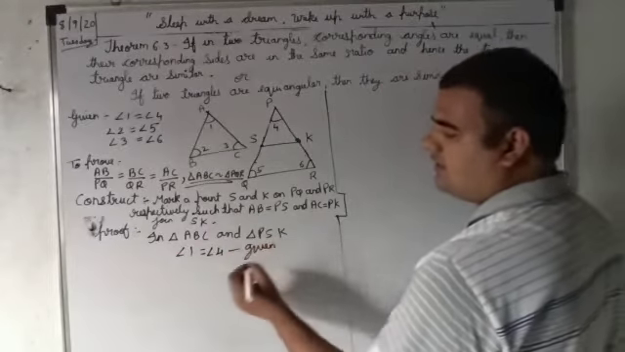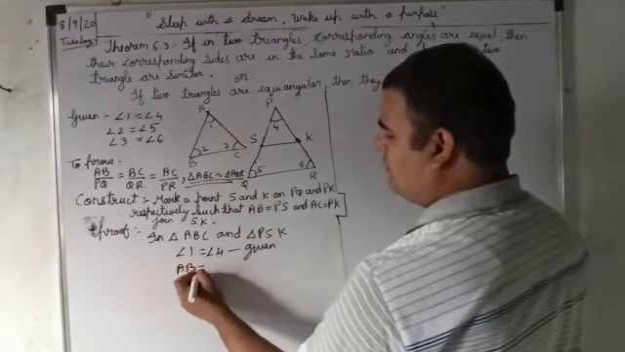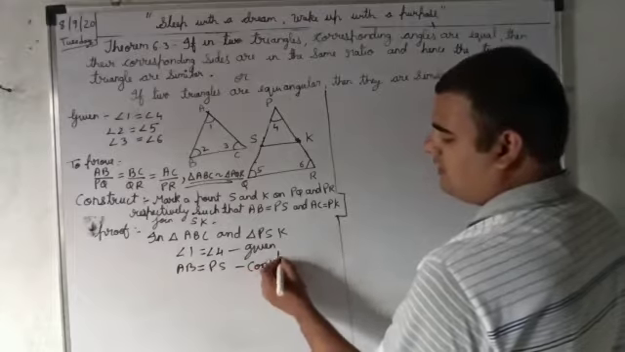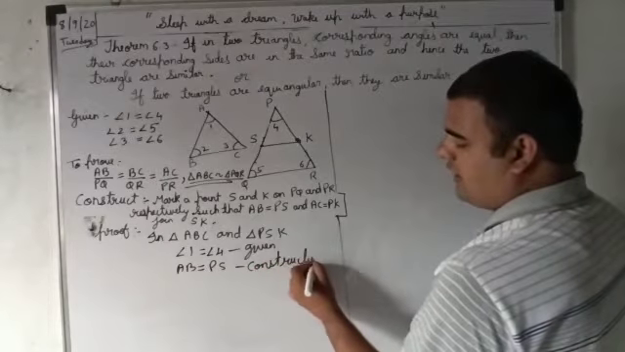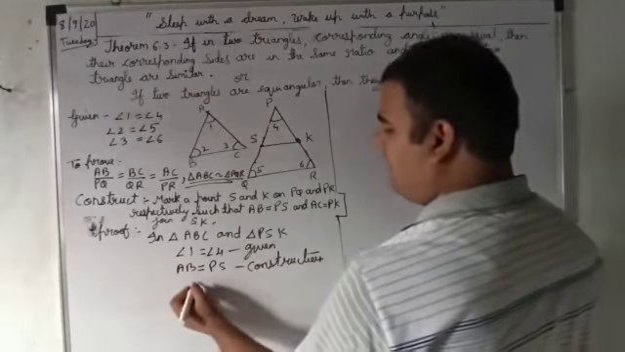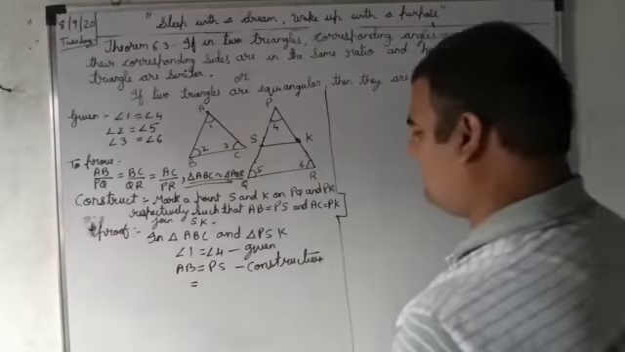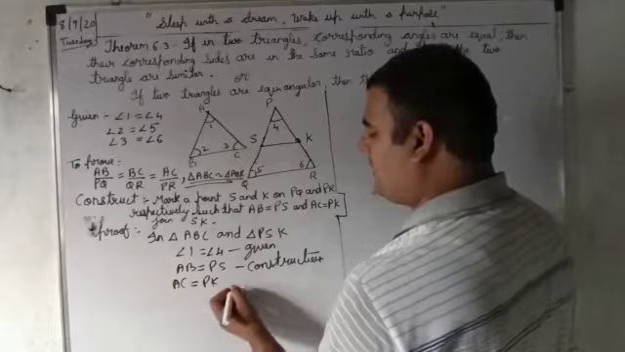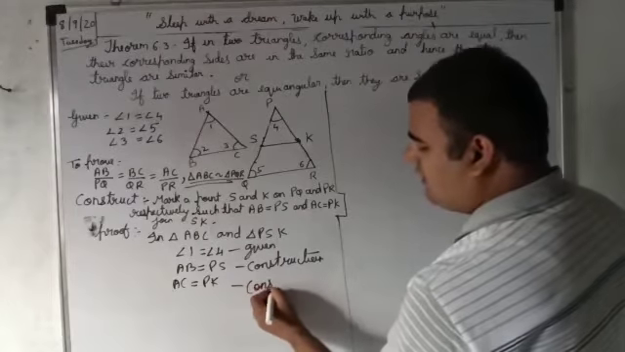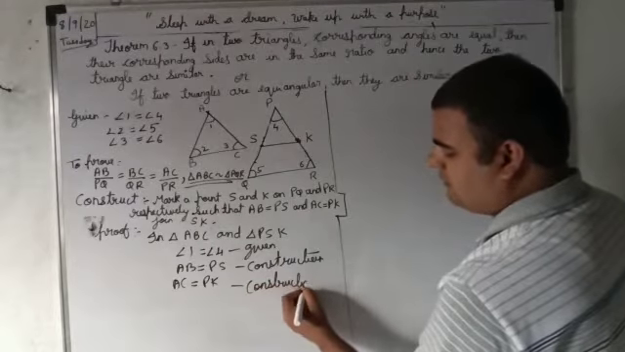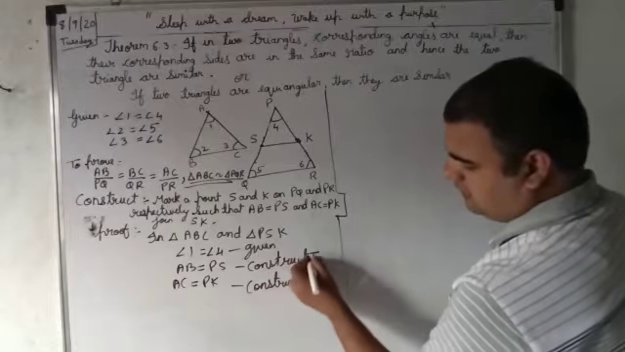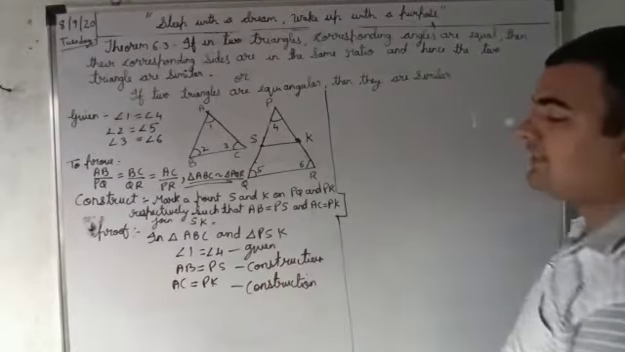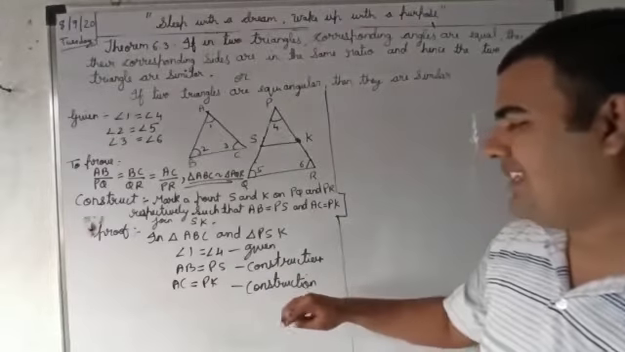And AB equals PS, construction. And the next one is AC equals PK. This is also construction. This theorem proof is also important. It may also come in the exam, as it is a theorem.